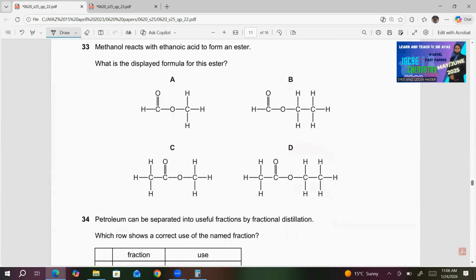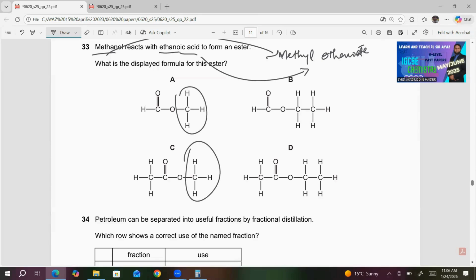Methanol reacts with ethanoic acid to form an ester. What is the structural formula for this ester? So methanol and ethanoic acid. Methanol will give the methyl group, and ethanoic acid will give ethanoate, so methyl ethanoate. We must have methyl ethanoate as the ester. So where is the methyl group? Methyl ethanoate. These two are the methyl groups.